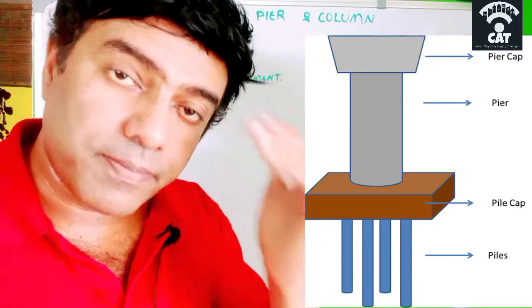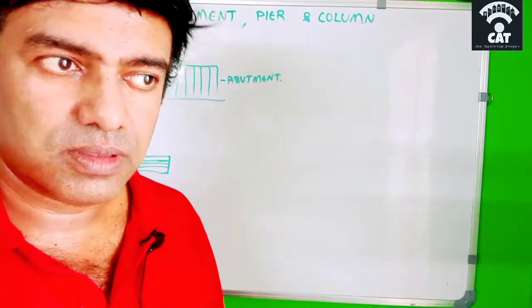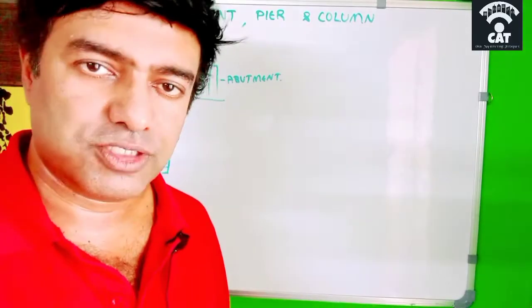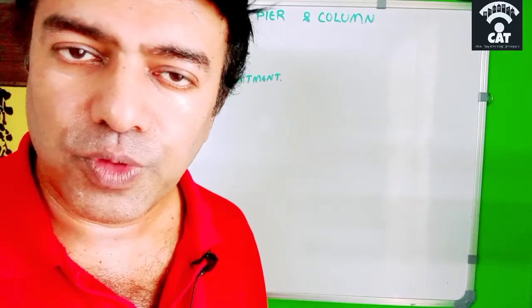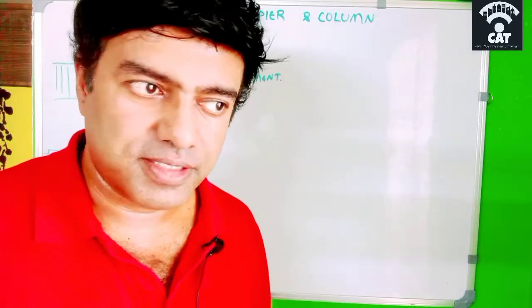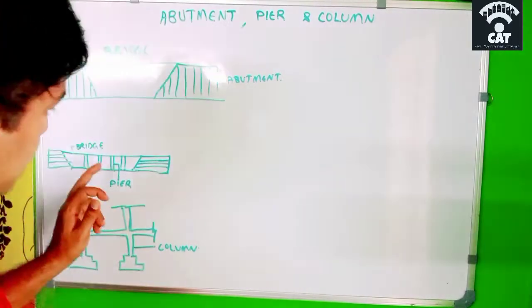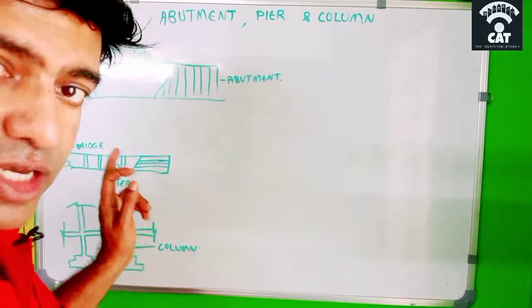But in a bridge there are only two abutments, that is, on both sides of the bridge, while there could be more than two piers. Understand? That is one difference. And the third one is the column, so this pier is also called a column. I said it is a kind of column.